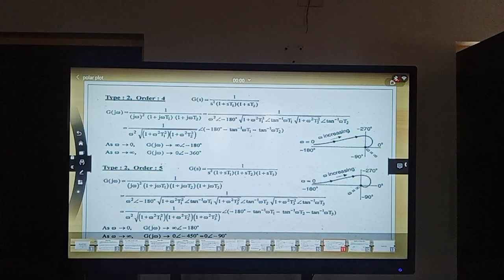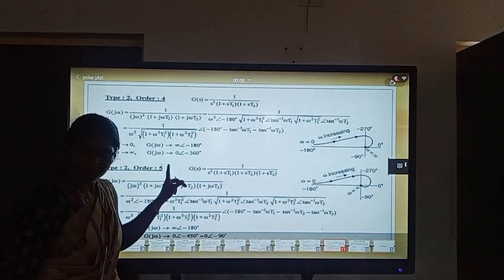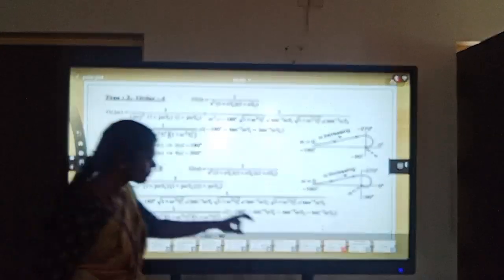So for various types and various orders, this is how the polar plot, the magnitude and the phase angle will be. If you go through it, you will get clarity. Is there any doubt here?